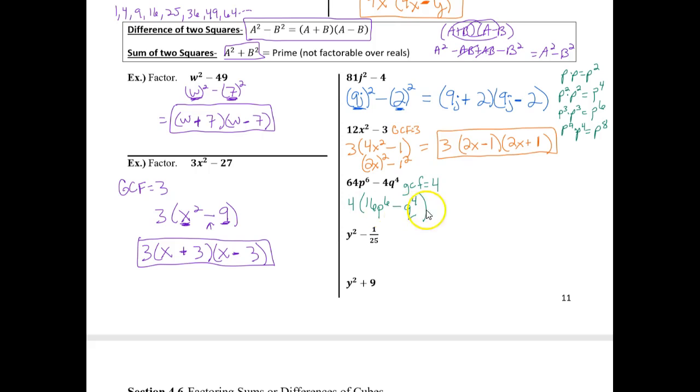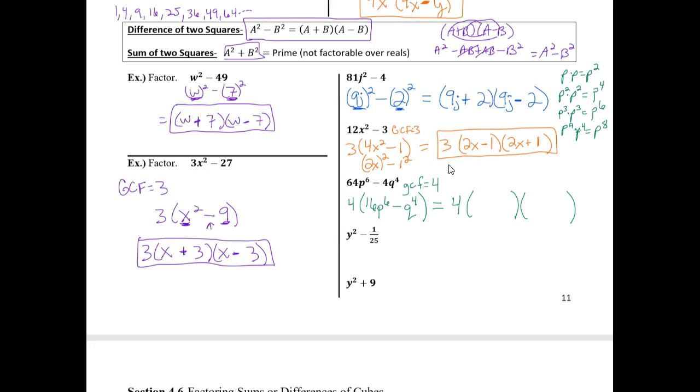So back to this problem. I know that this is a difference of squares now because those are even exponents. I'm not going to forget my GCF. I know I'm going to have a plus b, a minus b. The question is, what are a and b?